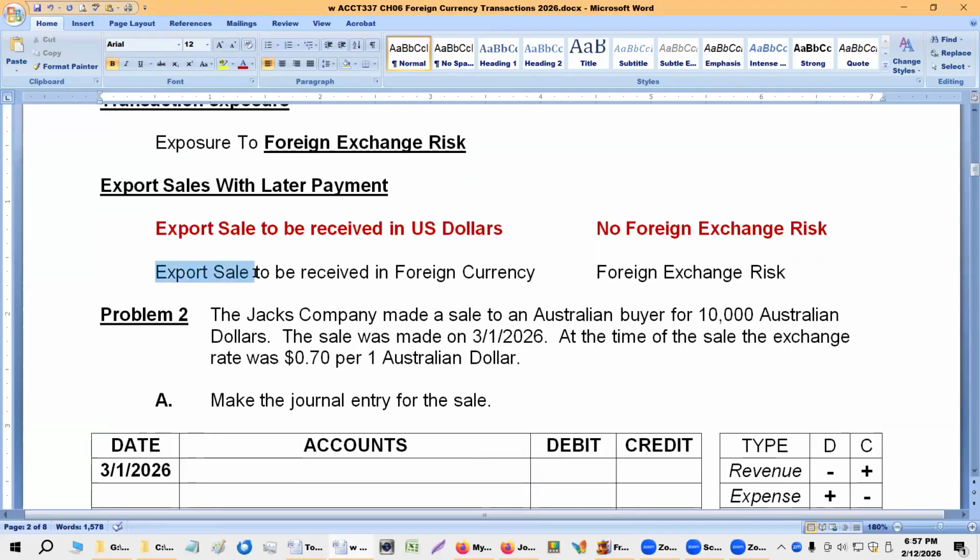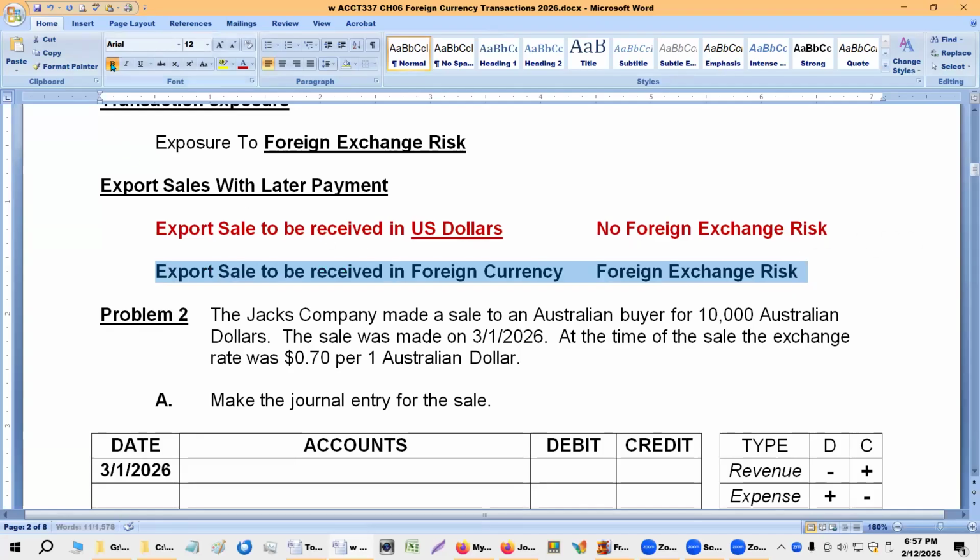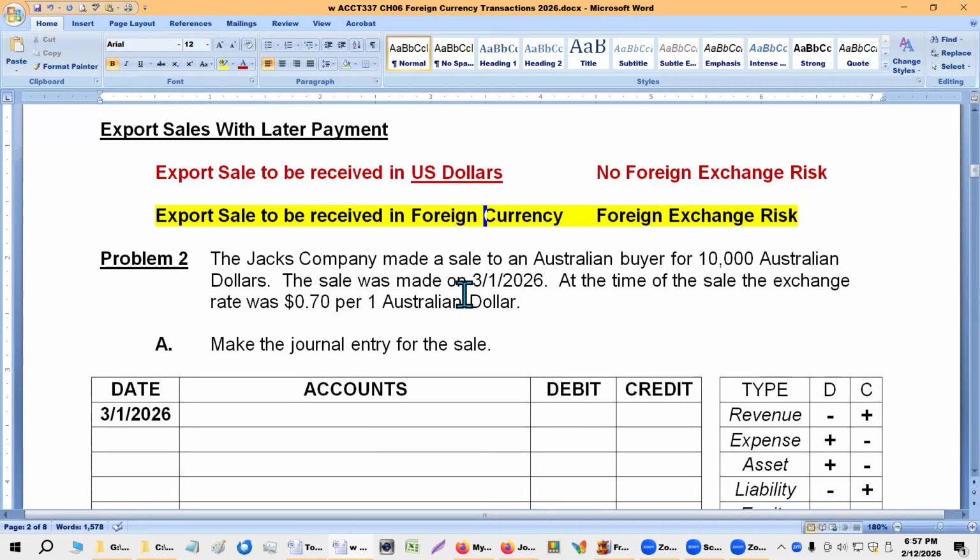Anyway, if it's in US dollars, there's no problem. So if you sell something to Canada and whoever's buying in Canada pays you with US dollars, it's fine. There's no risk. However, if it's in the foreign currency, then we do have the risk. The risk is that the currency will go up or down, and the risk might be plus or negative. We don't know, but there's a risk that it could change.